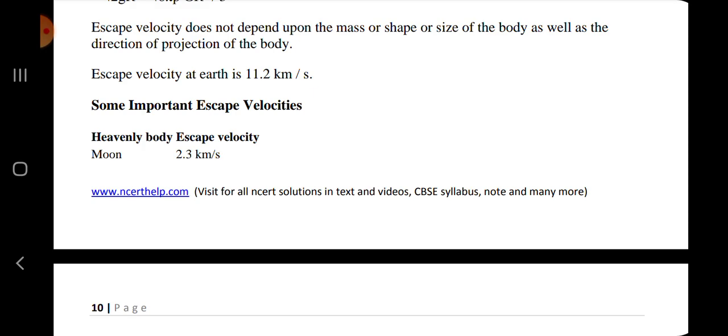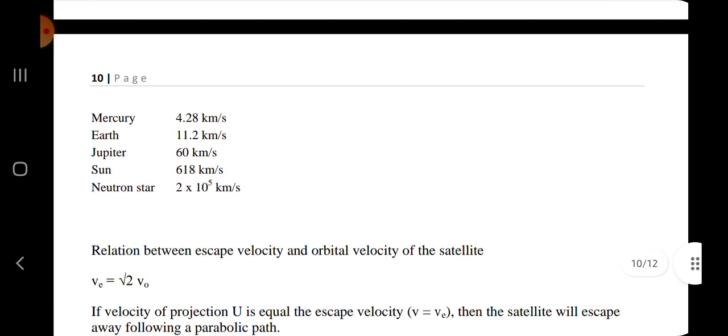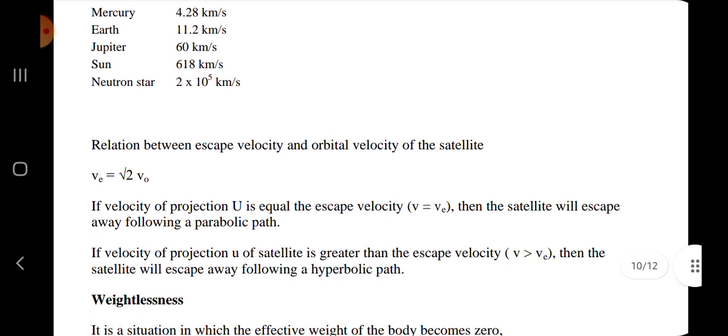Then some important escape velocities. Heavenly body, escape velocity: Moon 2.3 km per second, Mercury 4.28, Earth 11.2, Jupiter 60, Sun 618, neutron star 2 into 10 raised to the power kilometer per second.